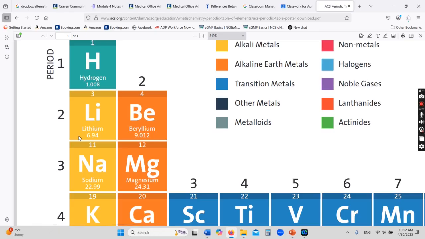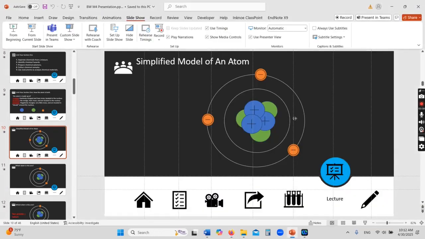Okay. If you want to calculate the number of neutrons, we will round this up to 7, and we would say the bigger number, which is 7, minus the smaller number, which is 3. So it's your mass number minus your atomic number that equals your number of neutrons. So 7 minus 3 is 4. Lithium would have 4 neutrons and 3 protons, because the atomic number is 3. All right, and we will practice this.